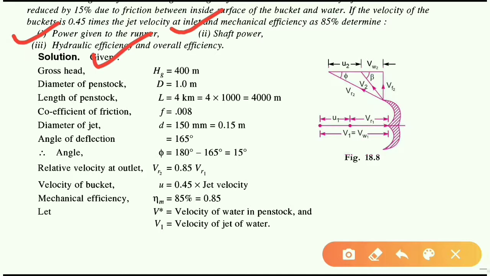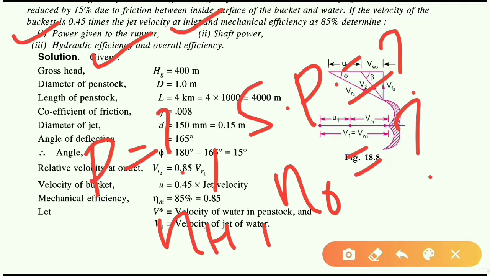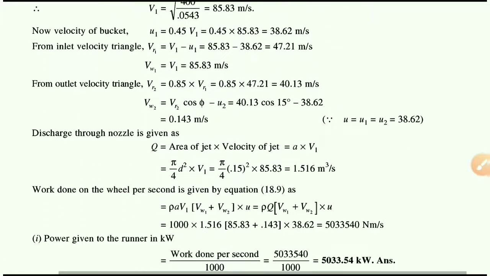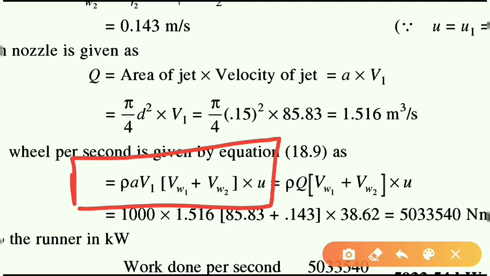The power given to the runner, P is equal to what, the shaft power is equal to what, and then the hydraulic efficiency and overall efficiency are equal to what. So to calculate the power, the basic equation is Euler's equation of motion, and the equation states like this: rho A V1 into u into (Vw1 plus Vw2).